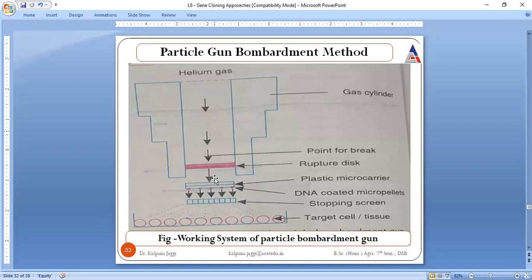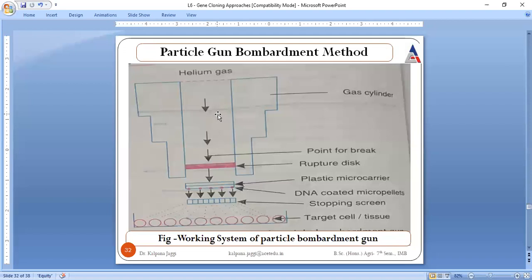So how does this system actually work? We provide a gas cylinder, and slowly we fill this segment with the helium gas. As the pressure of the helium gas exceeds the normal pressure, it puts pressure over here, and as a result this rupture disc is broken.